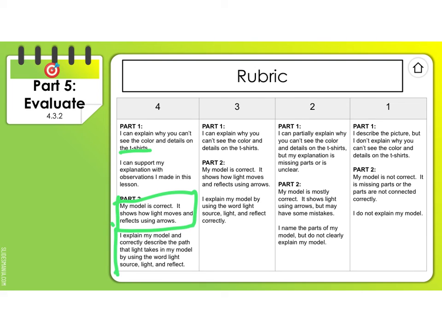And then the second part of that question was that you were able to explain your model and correctly describe the path that light takes in your model by using the words light source, light, and reflect. Remember that those 3 words are really important for you to use, and that's why they're part of the instructions.